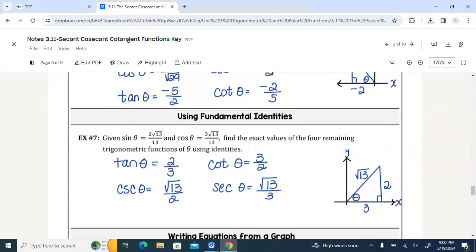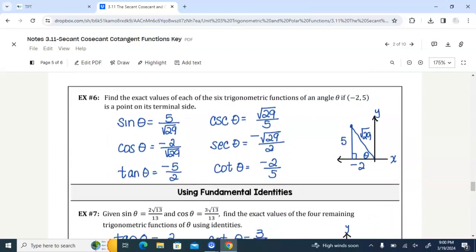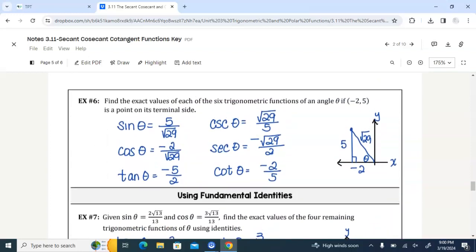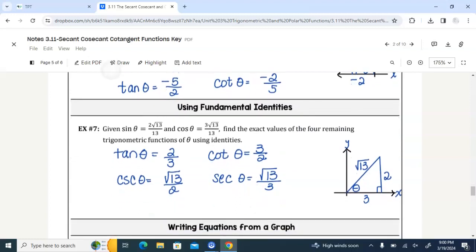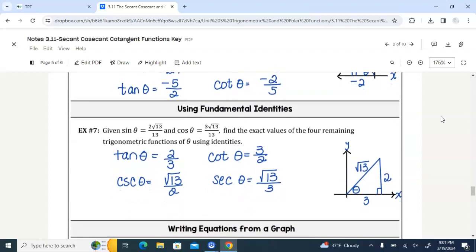All right, one more. Actually, I wouldn't even draw the picture on this one. You don't need it. I'll show you how I would have done this. They took your sine and cosine, and they drew in a triangle, and they labeled the sides. Sine of theta is opposite over hypotenuse, so they did 2 square root of 30.